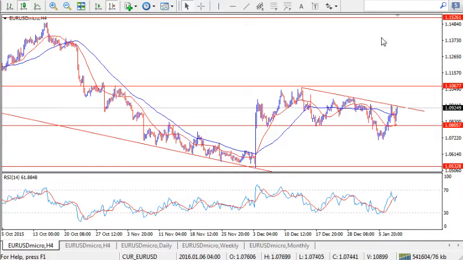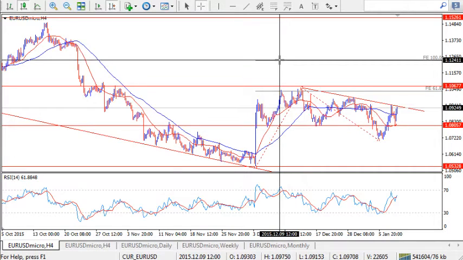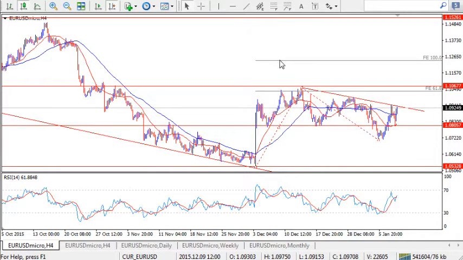If that's the case, we use the Fibonacci expansion tool from here to find where wave C, excuse me, will be equal to wave A, and it points out this level here at around 112.50.